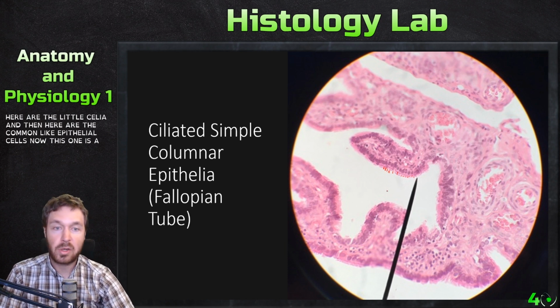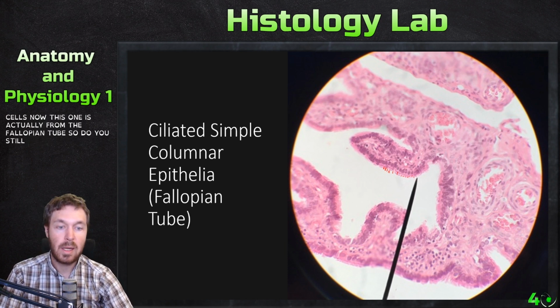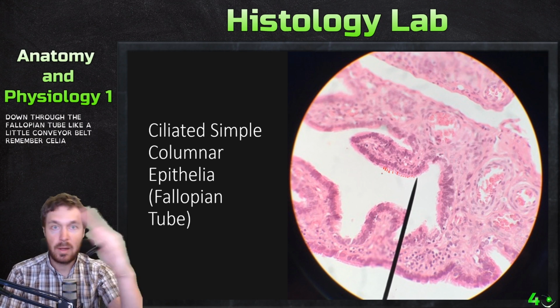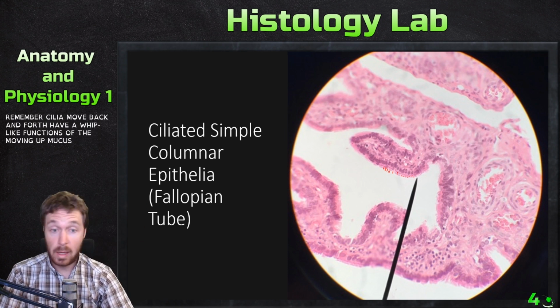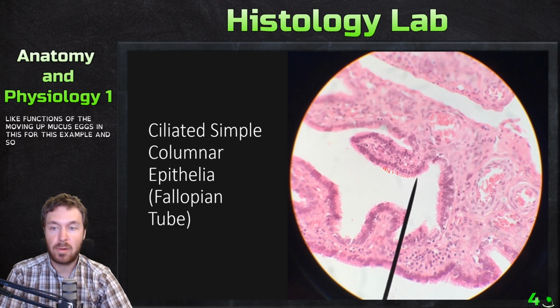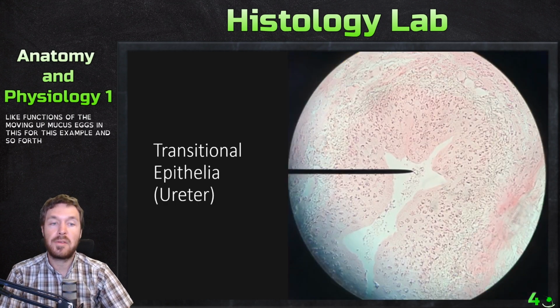Now, this one is actually from the fallopian tube. So these cilia help move the egg down through the fallopian tube, like a little conveyor belt. Remember, cilia move back and forth, have a whip-like function, so they're moving mucus, eggs for this example, and so forth.